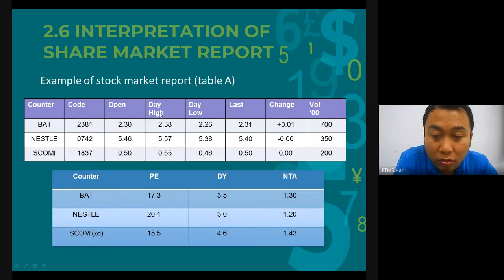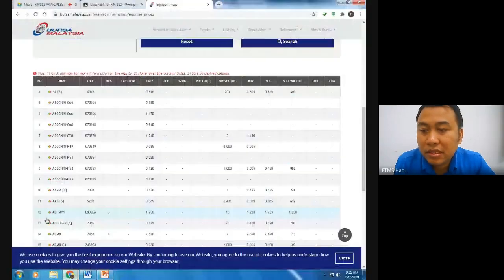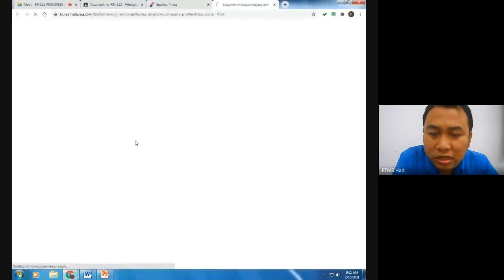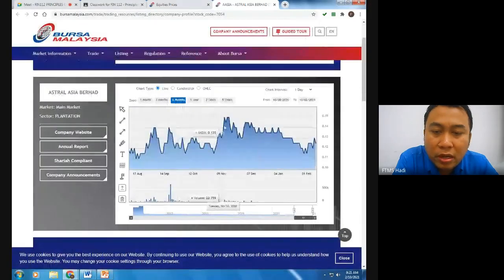Okay, day high and day low. Day high means the maximum price from 9 a.m. to 5 p.m., the maximum price that can be reached. Because remember, share price can be going up, going down, going up, going down. Let's have a look at an example. Let's say I choose this company, Astral Asia. As you can see, the share price goes up, down, up, down, up, down.